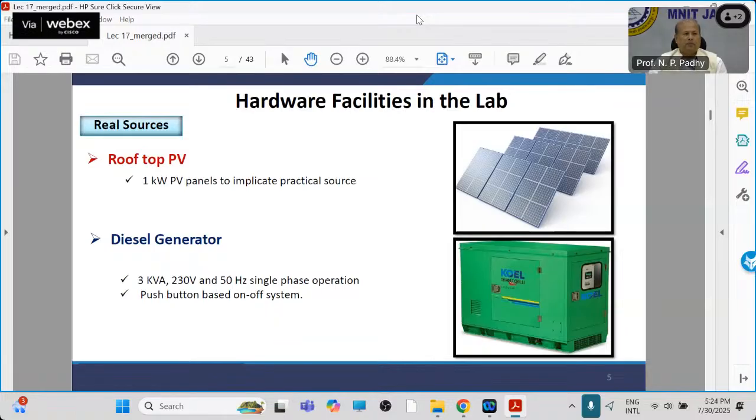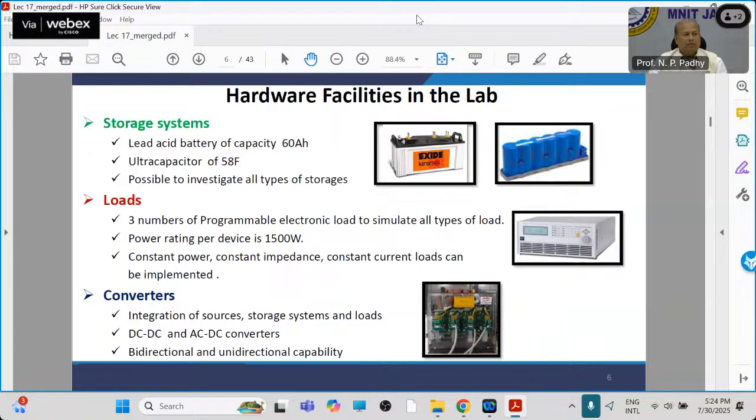So 10.2 is my generation now. Okay, and then we are bringing in storage. Okay, storage, let us say a battery of 60 ampere hours, an ultra capacitor of 58 farad, and the loads.